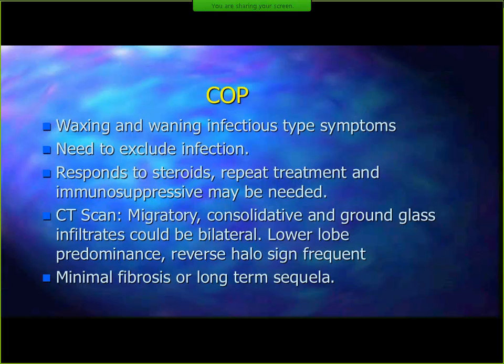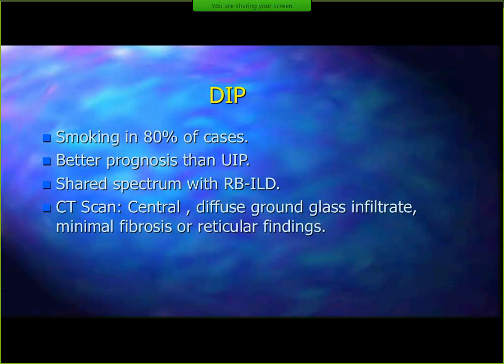And then you've got the cryptogenic organizing pneumonia that presents almost like a pneumonia that repeats itself, and it's migratory. Minimal fibrosis or long-term sequelae. A desquamative interstitial pneumonia is related to smoking, so smoking cessation is very important. And respiratory bronchiolitis interstitial lung disease has a shared spectrum. On the CAT scan, it's central diffuse ground glass infiltrates, minimal fibrosis.